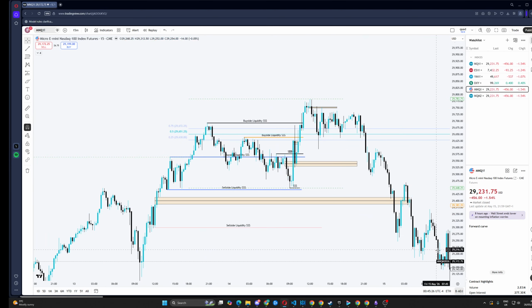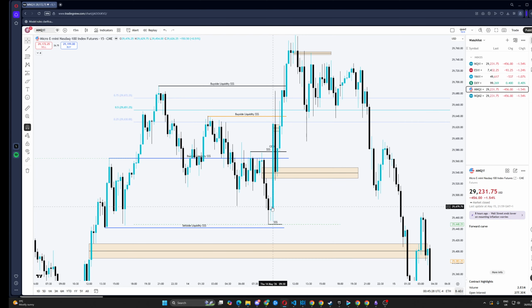If we're just looking at structure, once we left this inversion, we haven't really come back into it. So if we're going to come and offer a discount, it will be this inversion fair value gap. It has to be, right? The inversion and this order block, basically the change in state of delivery.